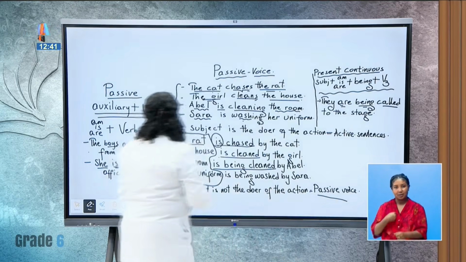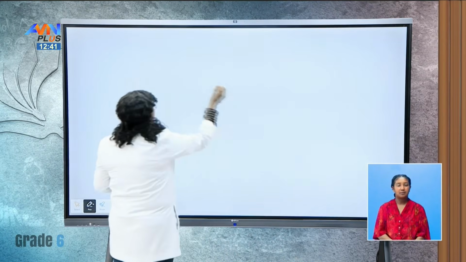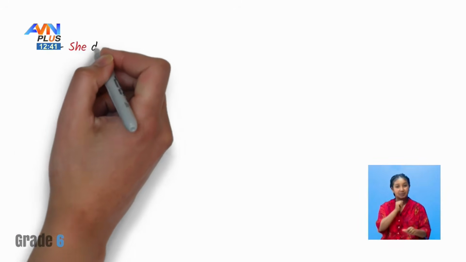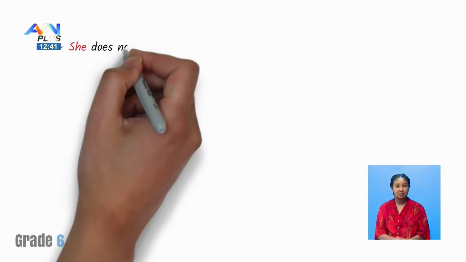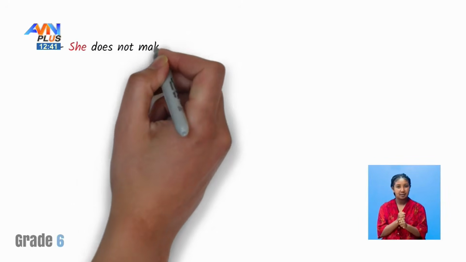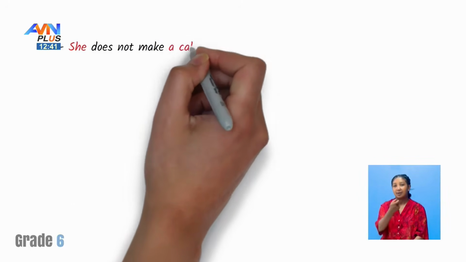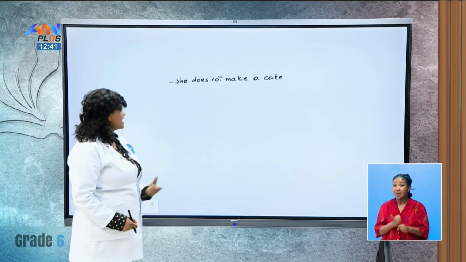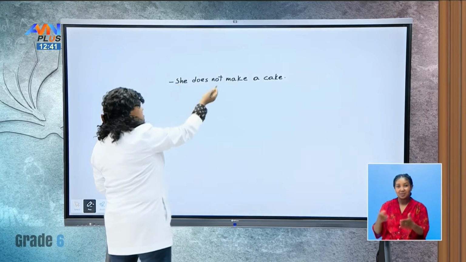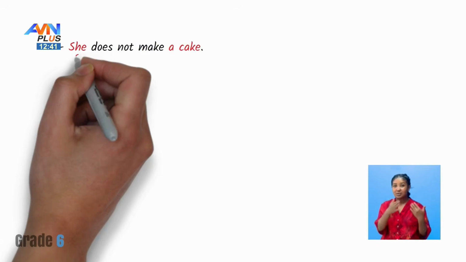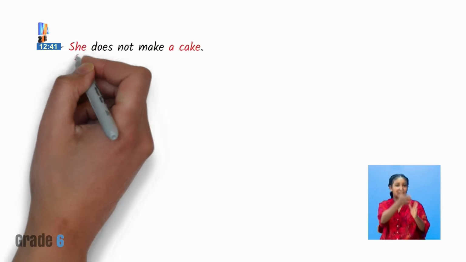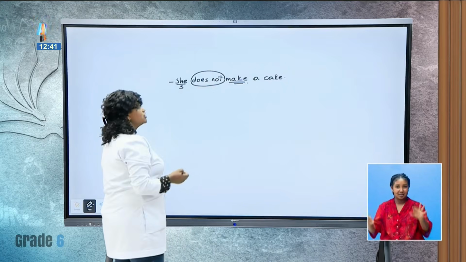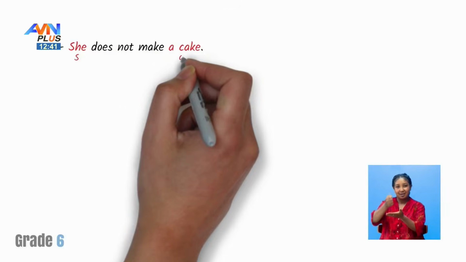Follow me. Example. She does not make a cake. Look, she does not make a cake. As I told you earlier, here, since it is an active sentence, our subject is she, and she is also the doer of the action make, but we have here does not, which is a negative sentence, yes? She does not make a cake, a cake is an object.